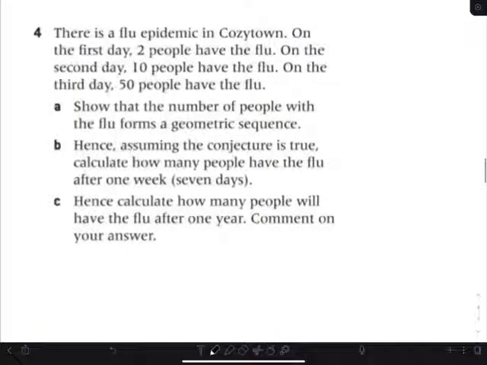What else we got? Flu epidemic. This sounds familiar. In Cozy Town. Who makes these names anyway?